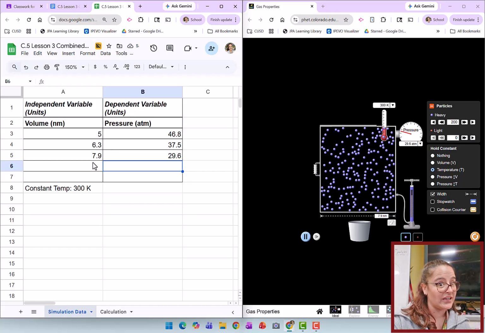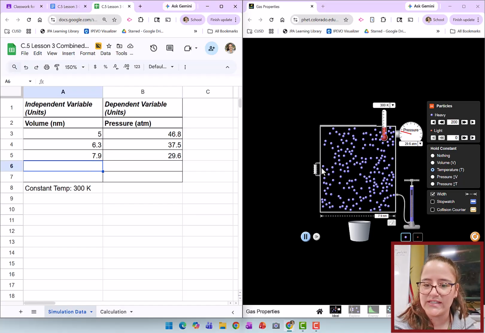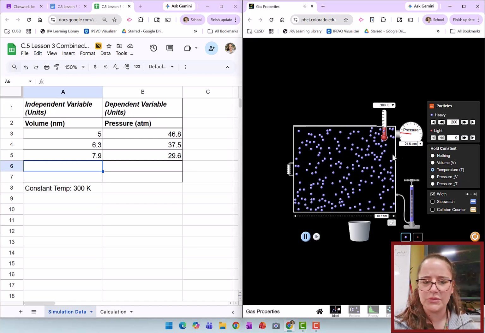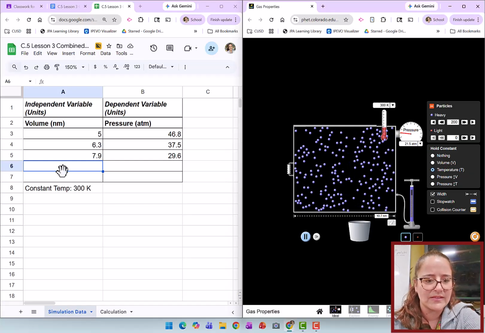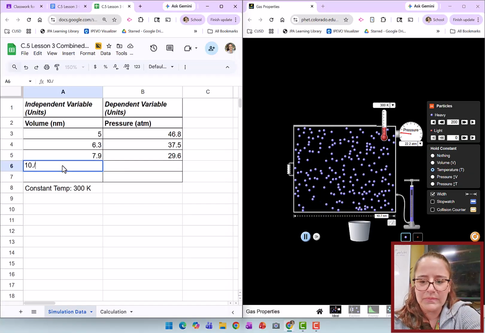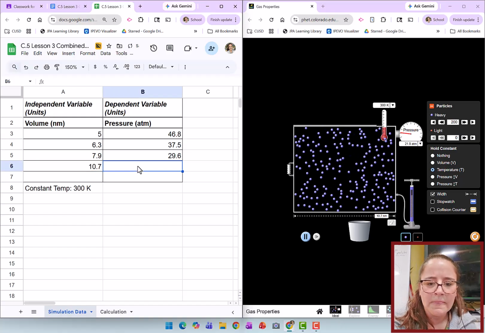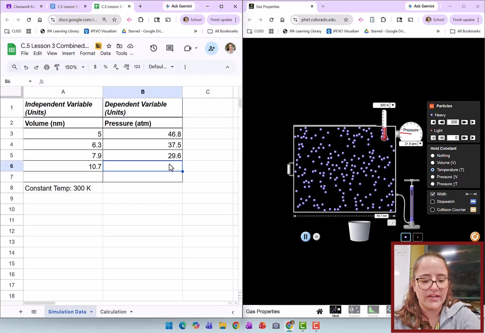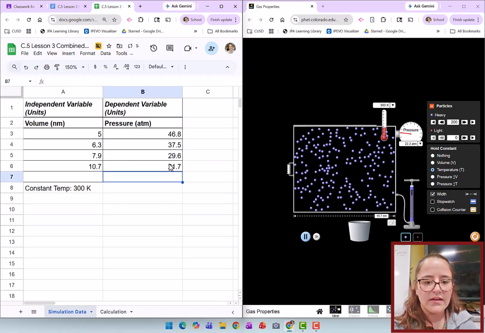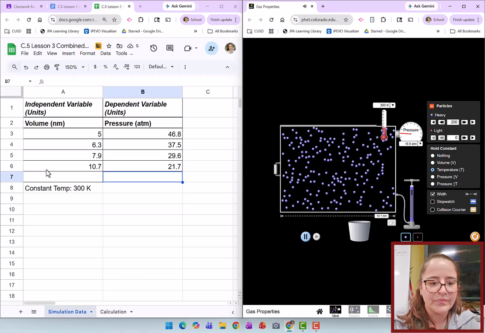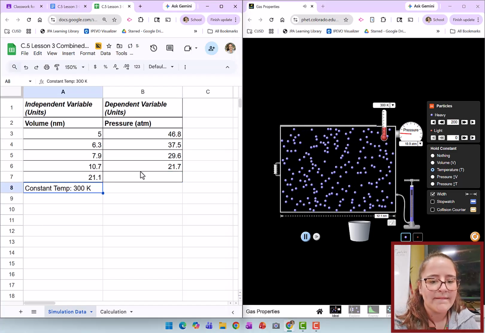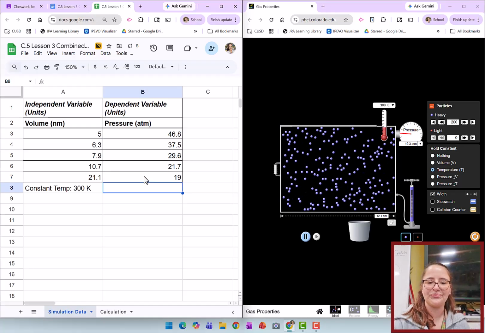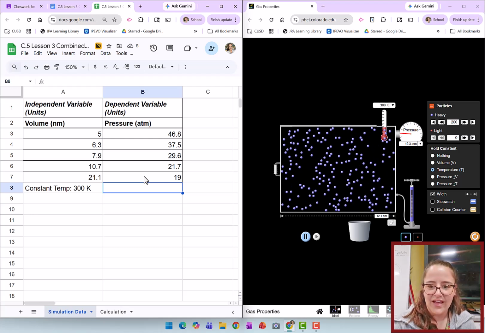So I can see that relationship: as the volume is increasing, the pressure is decreasing, which makes sense to me. If we give the particles more room to move, they're going to run into the walls less. Then I'm at 10.7 and 21.7. And I'll get one more data point here: 12.1, and my pressure is at about 19.0. So there's our data.